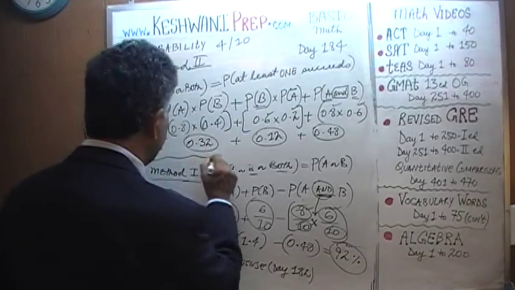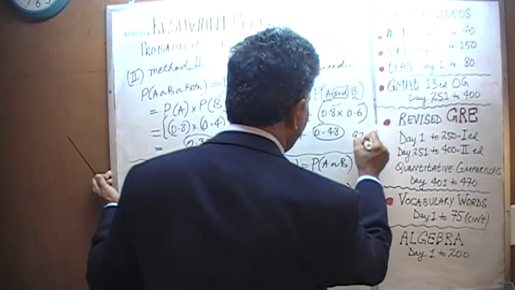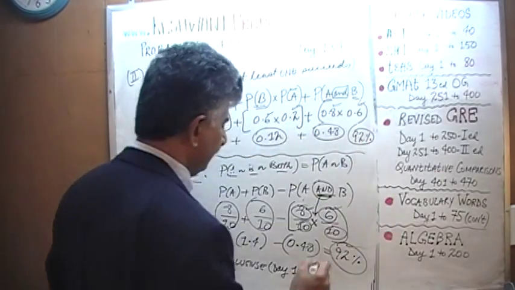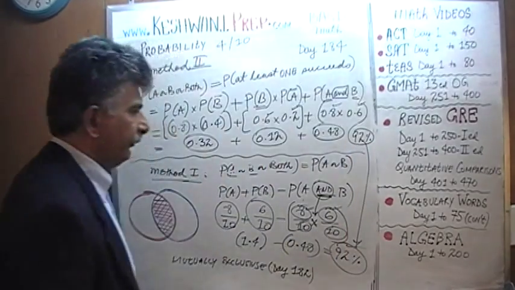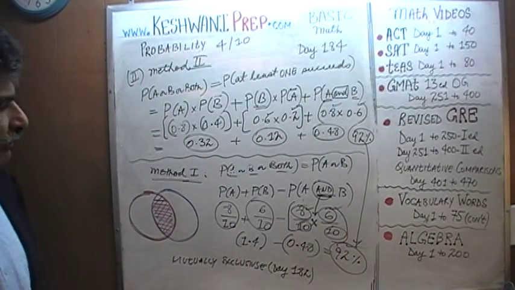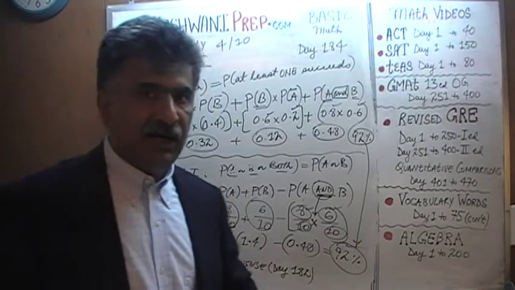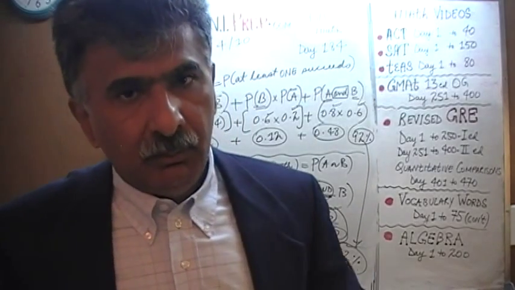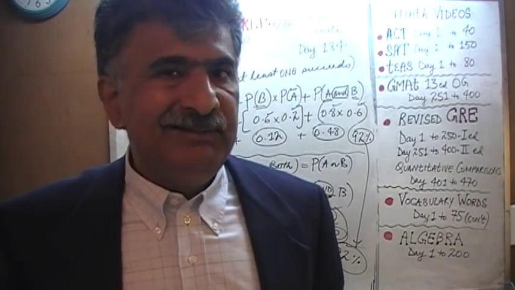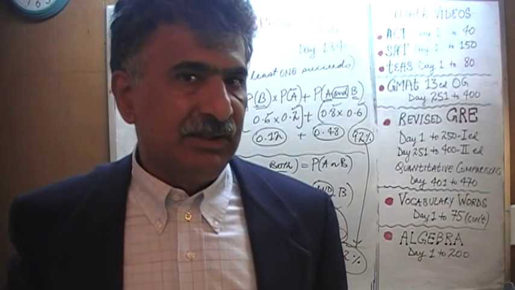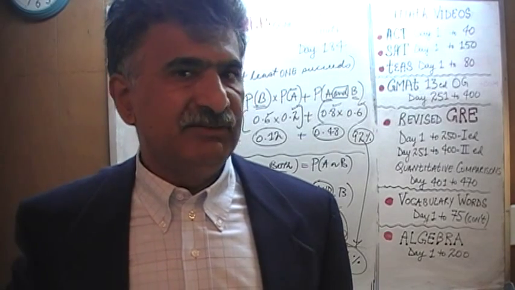It turns out that we do in fact get 92%, same as before. So this is another way of looking at the same thing. What are the odds that at least one of them will succeed? Well, there are three different ways at least one of them may succeed. There are three different scenarios where one of them may succeed.